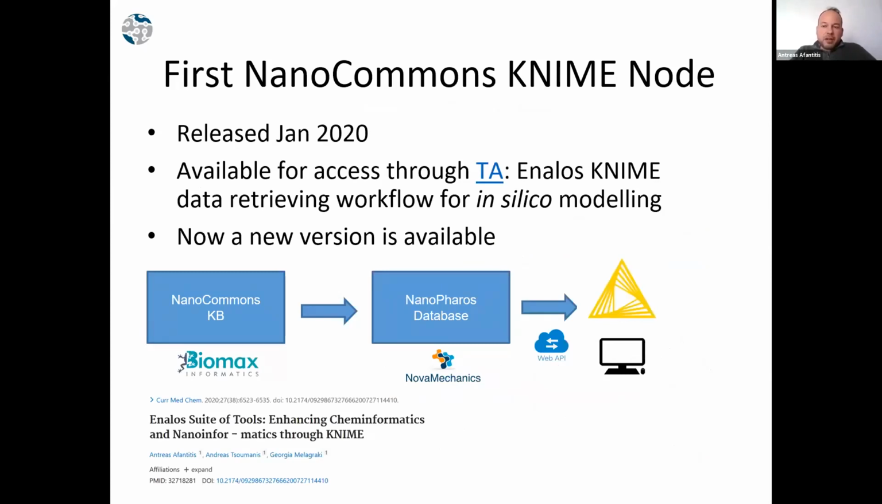The first NanoCommons nodes were released in January 2020 and are still available as TA through NanoCommons. Now a new version is available with several functionalities. Actually, there is a communication between the NanoCommons knowledge base and the Nanosafety database, and then we can send the data with APIs to the KNIME interface for further analysis.